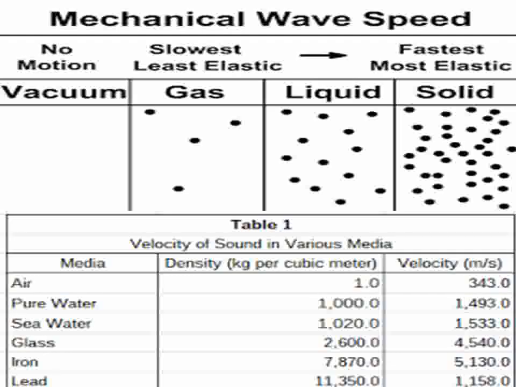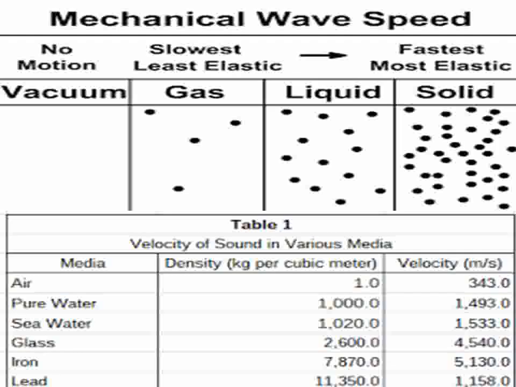It is given at room temperature. In air, velocity of sound is 331 meter per second. On increasing temperature, velocity increases. Therefore, at room temperature, it is 343 as shown in the figure.